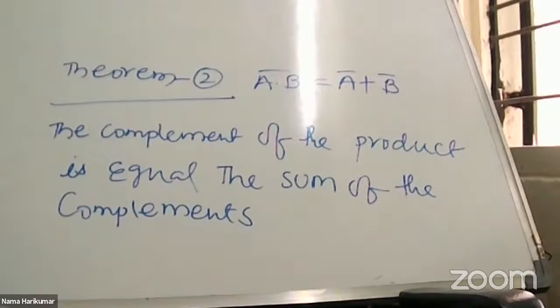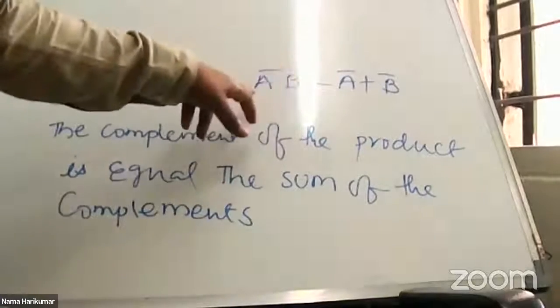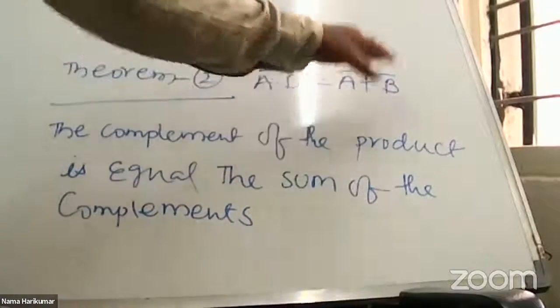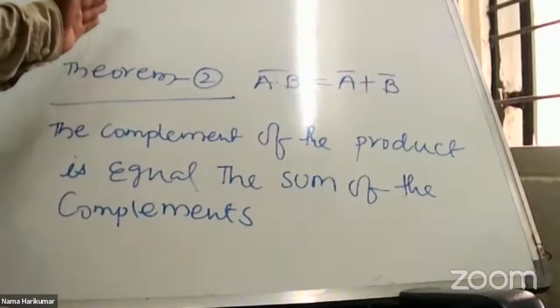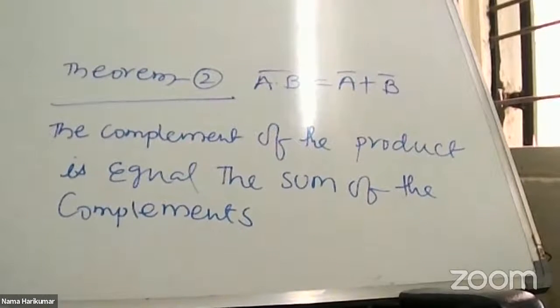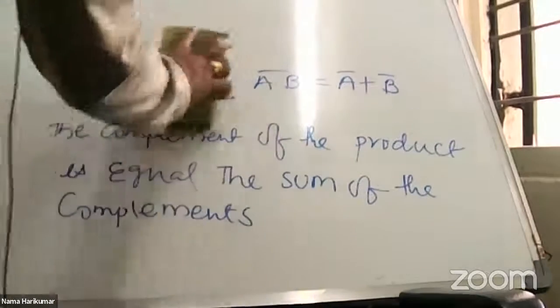In this process, the first step is A equal to 0, B equal to 0. The second step is A equal to 0, B equal to 1. The third step is A equal to 1 and B equal to 0. Finally, A equal to 1 and B equal to 1. We put these in place of A and B. If LHS equals RHS, the theorem is satisfied, and then De Morgan's second theorem is proved.